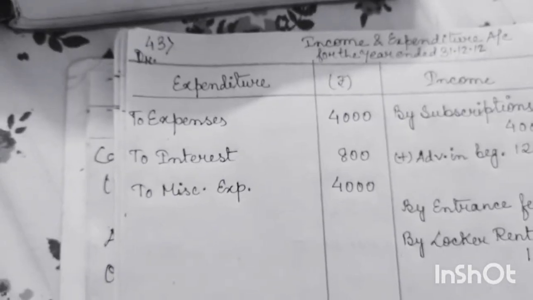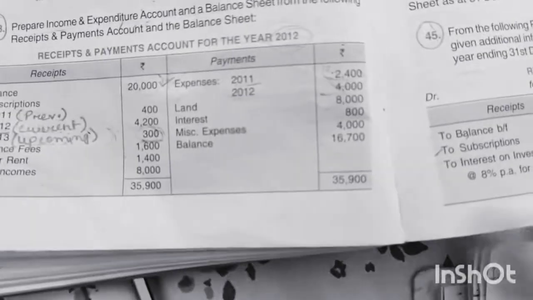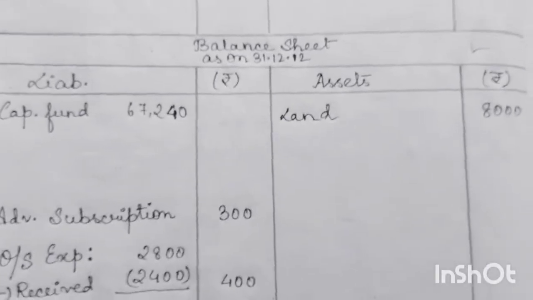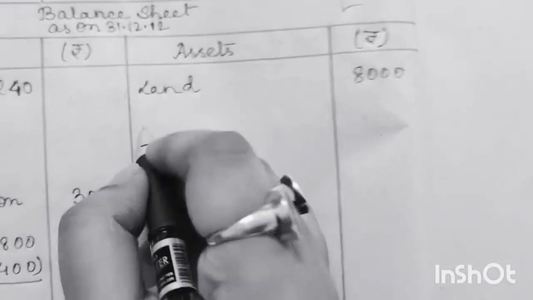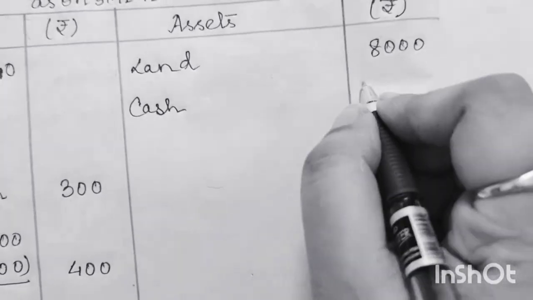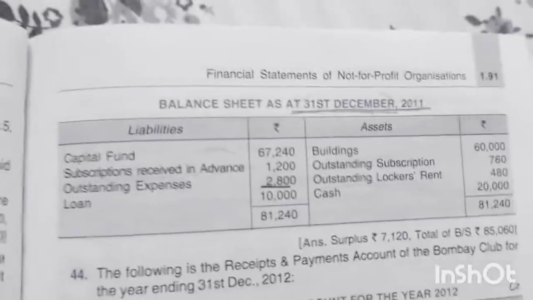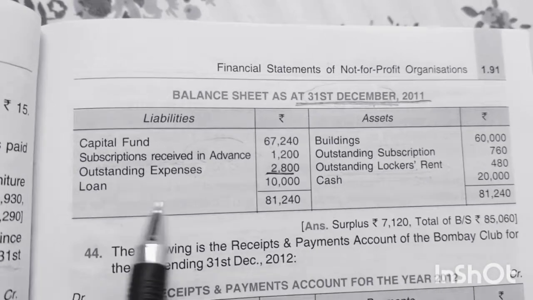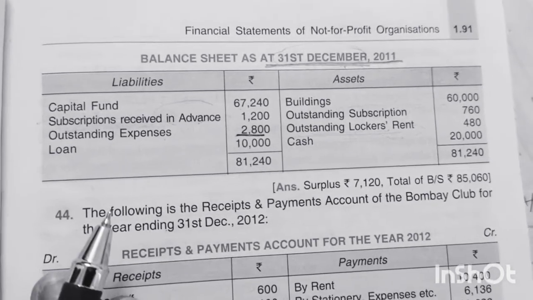Okay. Now next we have balance. Balance means this is the cash balance at the end of the year. This will come in the closing balance sheet. So cash, the amount is 16,700. Again back to opening balance sheet. Subscription received in advance is already done. Outstanding expenses transaction is done.